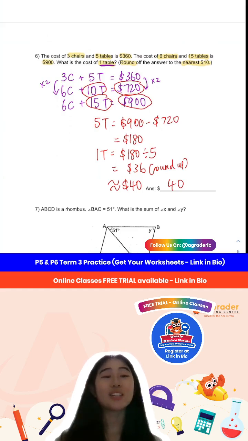Wong's $40 includes delivery fee. Yeah, maybe. So maybe it costs $36, then you just round it up for delivery fee. Okay, so for this question, the concept that they're testing you is actually called simultaneous equation.